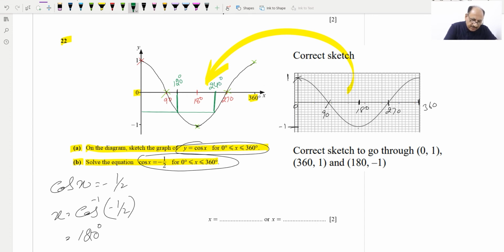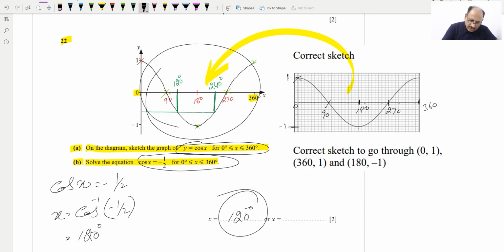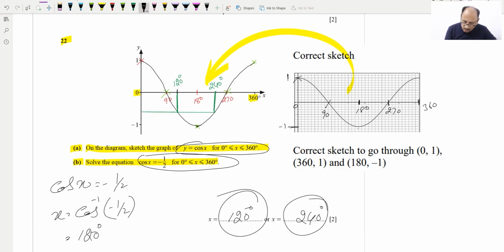So the two angles which we found are 120 degree, which was the principal angle which the calculator has provided us, and the second angle we got from this drawing. Hopefully you understood that also. That will be 240 degrees. You need to provide these two answers, otherwise you will not be getting 2 marks. If you are just giving the calculator answer which is 120, that will not give the full credit for your answer.